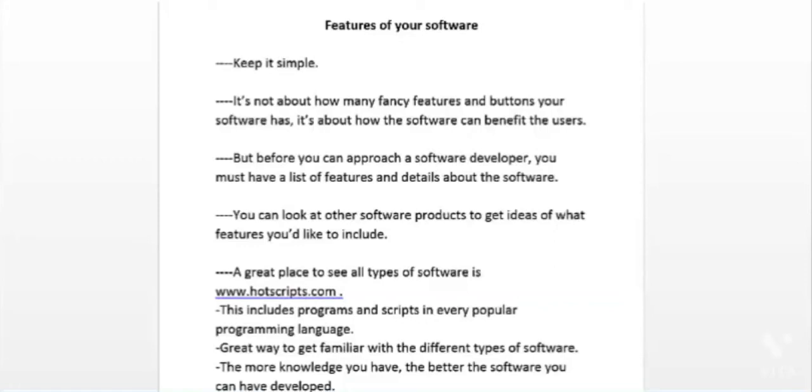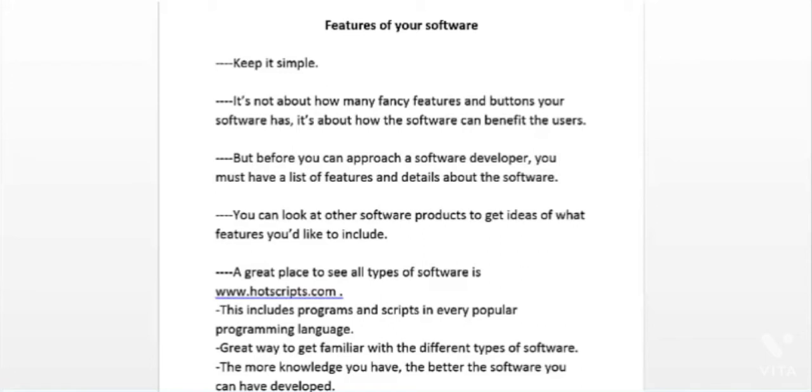Alright, so let's talk about coming up with a list of features and details of what your software is going to include. Okay, you got to remember to keep it simple though, because it's not about how many fancy features and buttons that your software has. It's about how the software can benefit the user. Okay, because sometimes it's the most simple software that can become a best selling product.